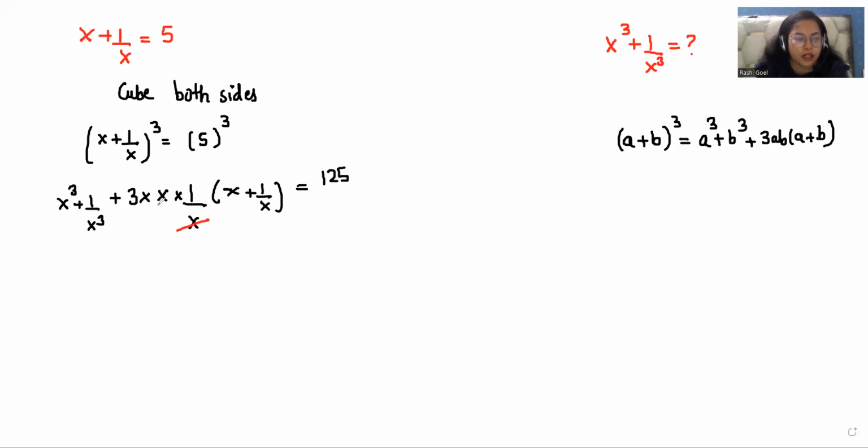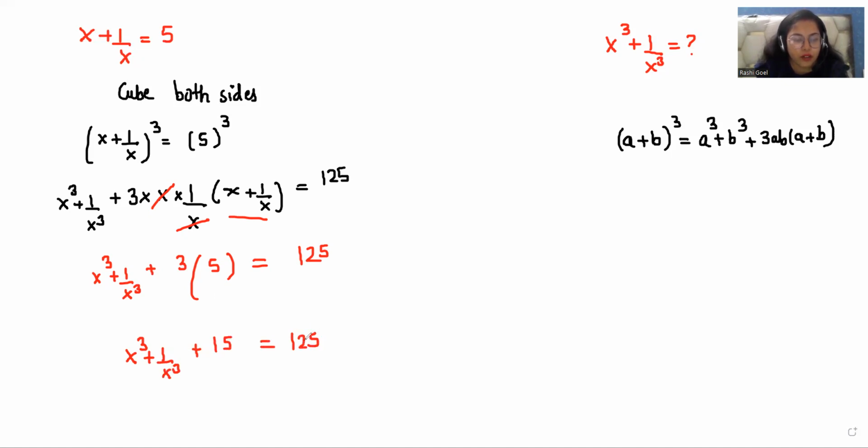Now we can eliminate this x with x. So the value of x cube plus 1 over x cube plus 3, and here is x plus 1 over x. So in the question, x plus 1 over x is 5. So we can replace this with 5, is equal to 125. So x cube plus 1 over x cube plus 15 is equal to 125.